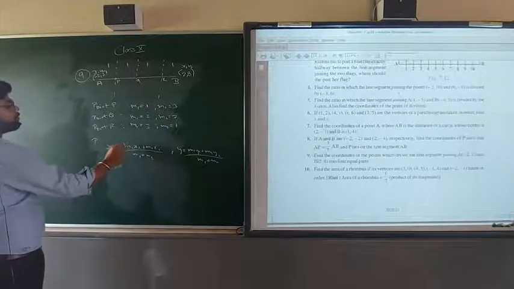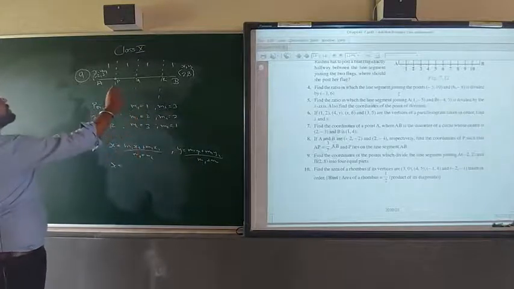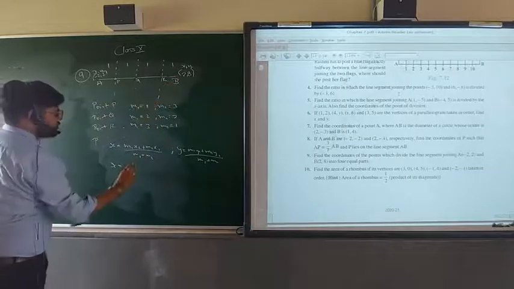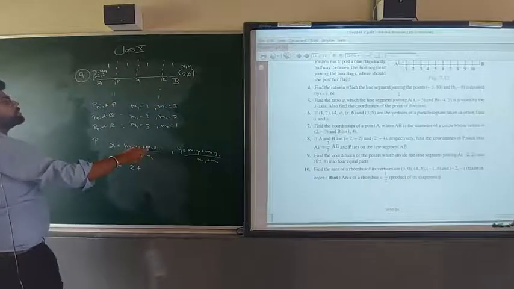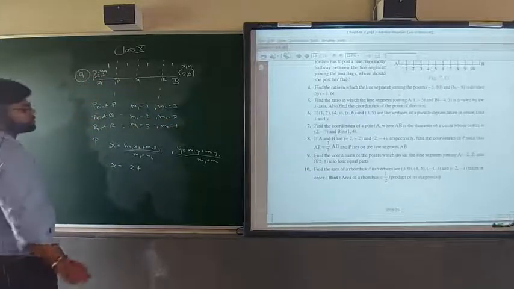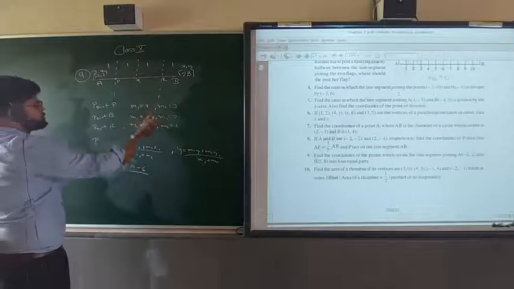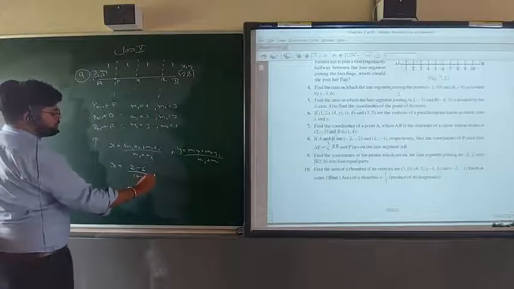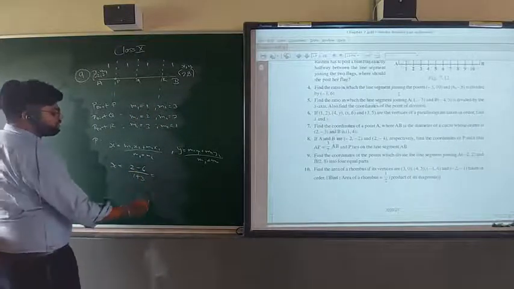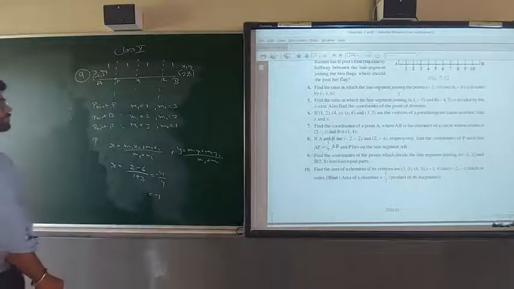Now M1 for point P is 1, and x2 is 2, so 1 into 2 is 2. M2 is 3 and x1 is -2, so 3 times -2 is -6. The denominator is M1 plus M2, that is 1 plus 3. So 2 minus 6 is -4, upon 4. The answer is -1.